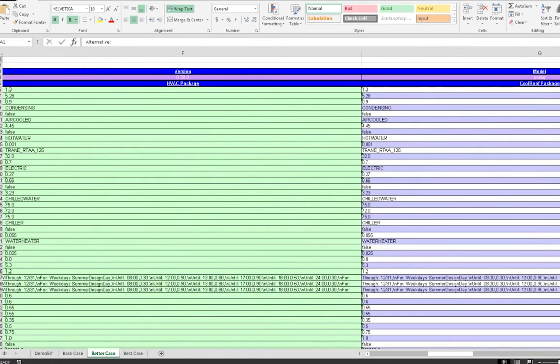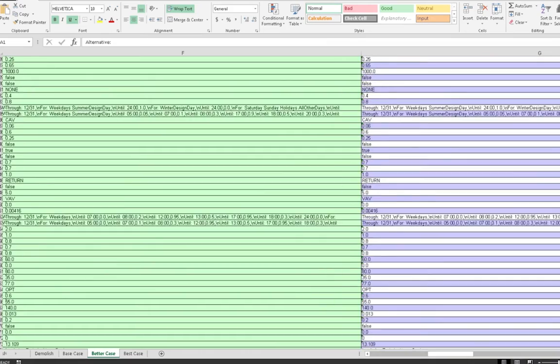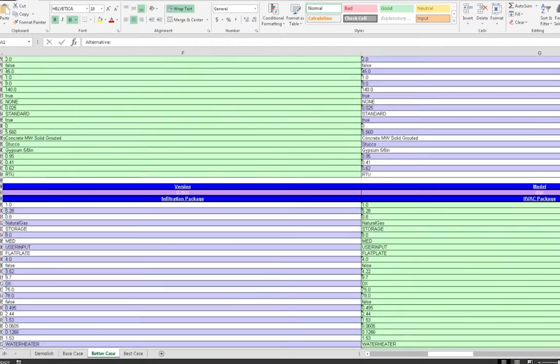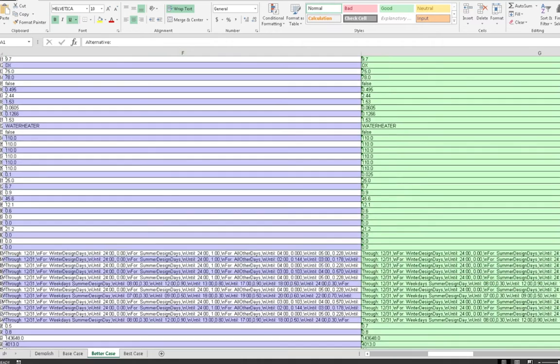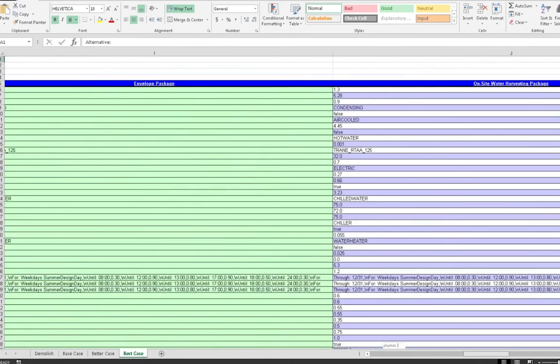So if nothing else, it lets you know what all that information was in one location. And see, we went from that, which was the HVAC here, we went to the HVAC here, and so you can see that. And in the best case, it selected.